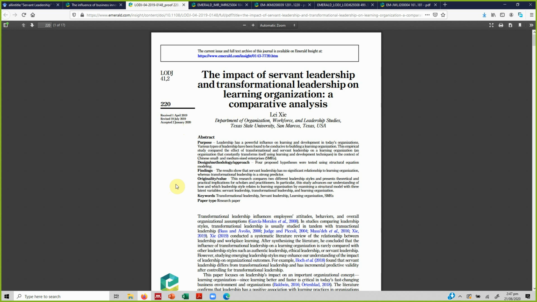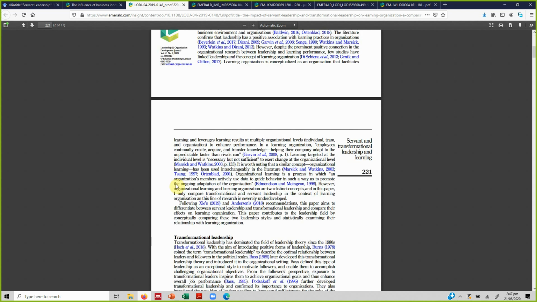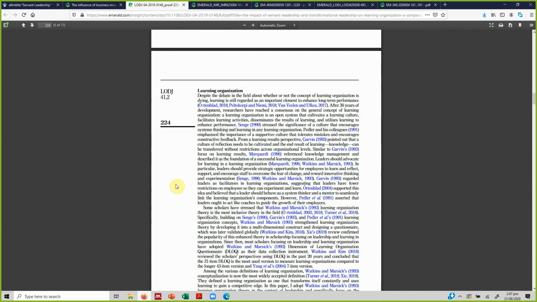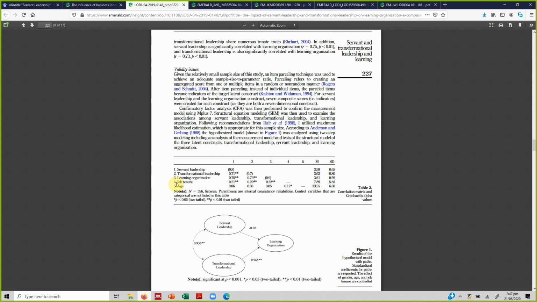Now, while I was reading through the paper, my intention is to propose a new model. Now, I came across this paper and I found it pretty interesting. And I thought that, okay, let's focus on this model, modify this model, improve this model, and we can obviously produce our own model that we can use for a study. Now, in this study, they have taken servant leadership and transformational leadership and assessed its impact on learning organization.